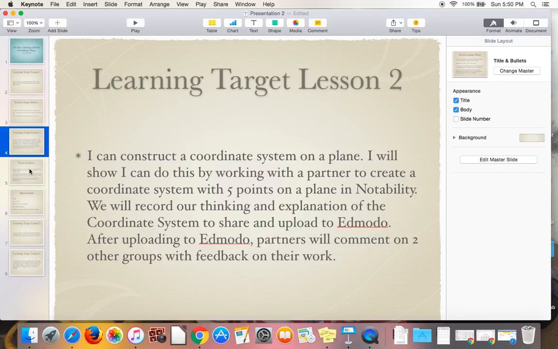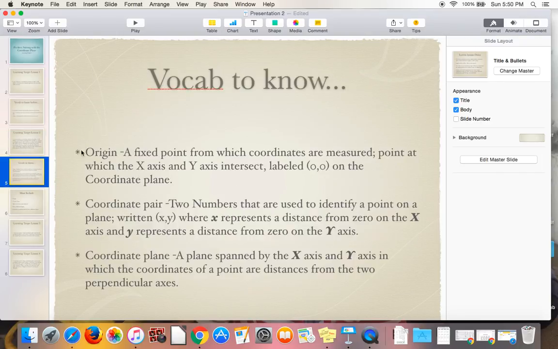Okay, so some vocab to keep in mind. The origin is 0, 0. Okay, that's where the x-axis and y-axis intersect. Coordinate pair goes x, y. Okay, that is used to identify a point. Remember, you will need 5 points. And then your coordinate plane is the plane that is spanned by the x and y axis, in which the coordinates of a point are distances from the two perpendicular axes.